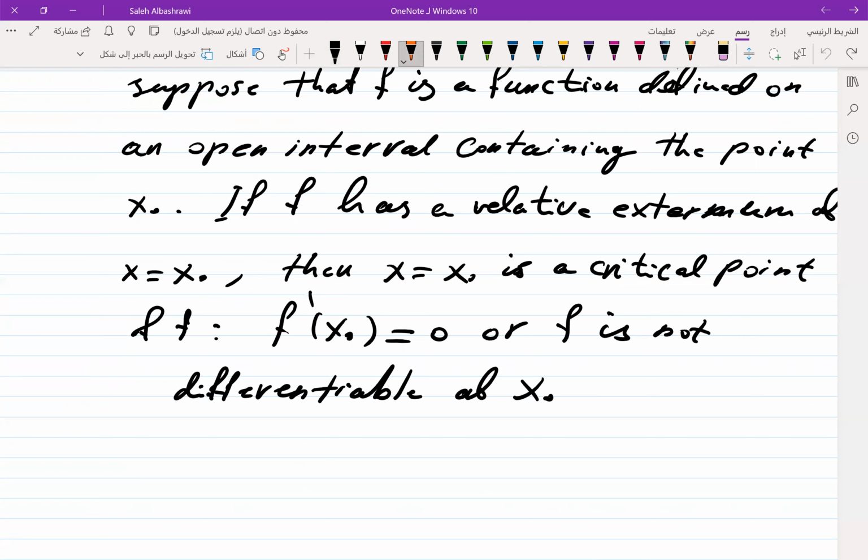So for the critical points, these are the points where the function has a relative maximum or relative minimum. And the critical points are defined to be when the derivative of the function is equal to 0 at this point, or if the function is not differentiable. In other words, sometimes we say that the derivative of the function is not defined.